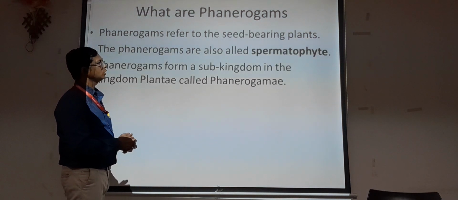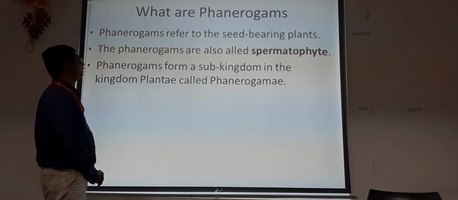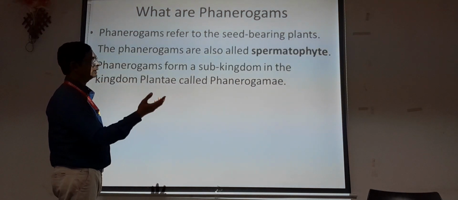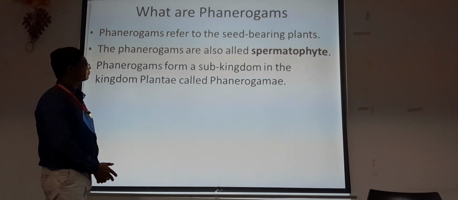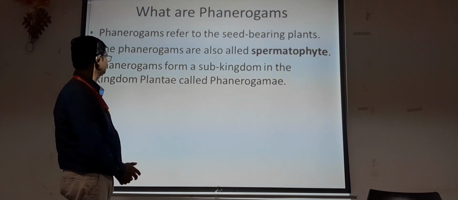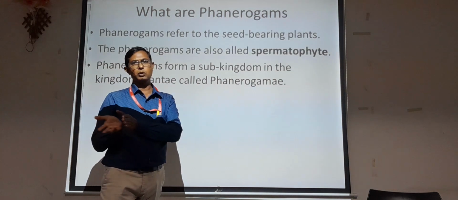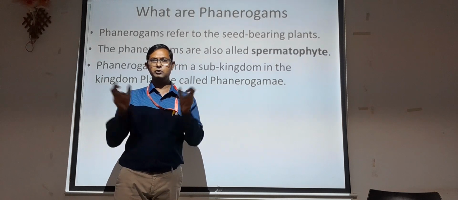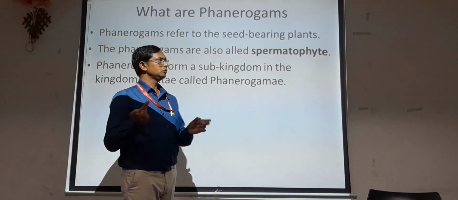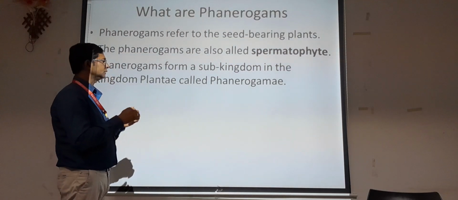Phanerogams are also called spermatophytes because they produce a sperm-like structure, or the sperm-like structure originates in this particular plant. Phanerogams form a subkingdom in the kingdom Plantae called Phanerogamy. So Cryptogamy is one group, and another that we call Phanerogamy. These are the two groups which appear in the classification of plants.